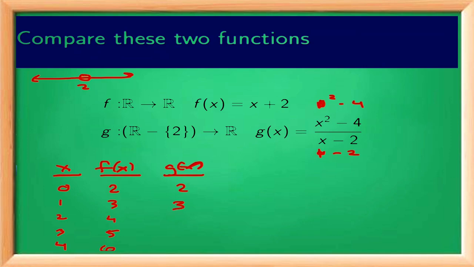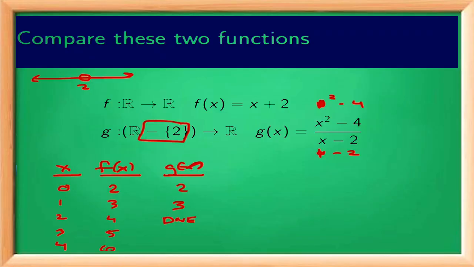If I chose to put in 2, I would be mistaken because I cannot choose to put in 2. 2 is out of the domain, so I'm going to put dne for does not exist. 2 is not an eligible candidate to be put into this function. I've specifically removed it from the domain here. That's important, so hold on to that thought.